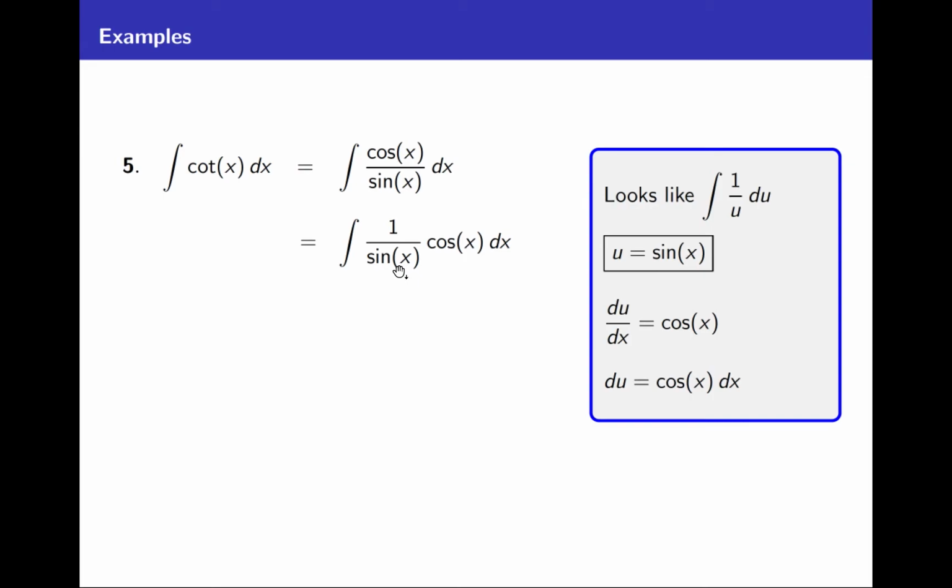And that sine of x is u. So this integral converts to the integral of 1 over u du. And that's ln of the absolute value of u plus c. Plug in your u equals sine of x. And there's the answer. ln of the absolute value of sine of x plus c. We've just found this integral with substitution.